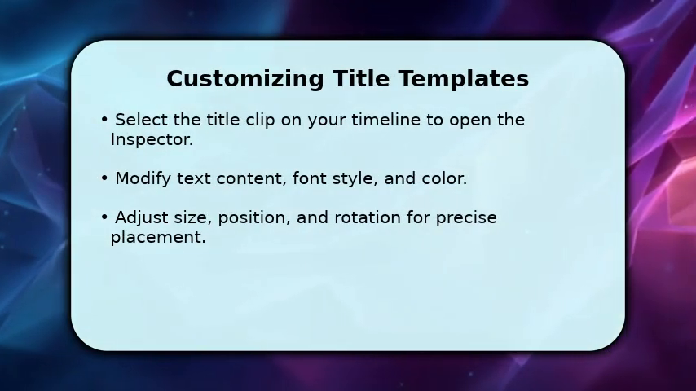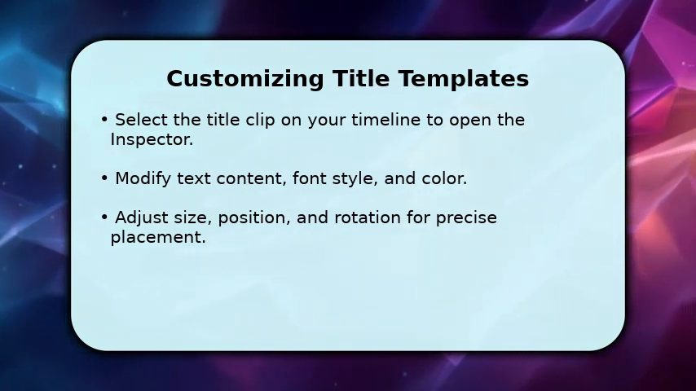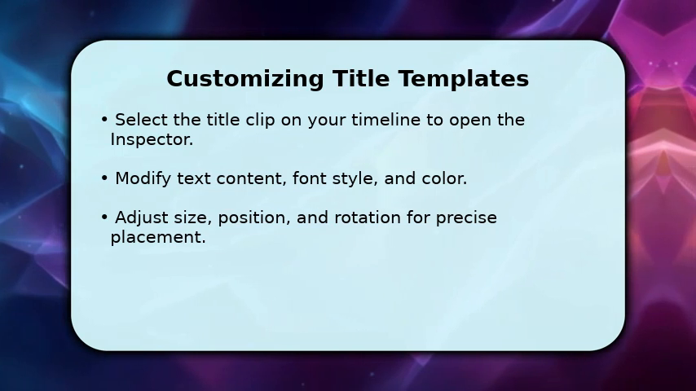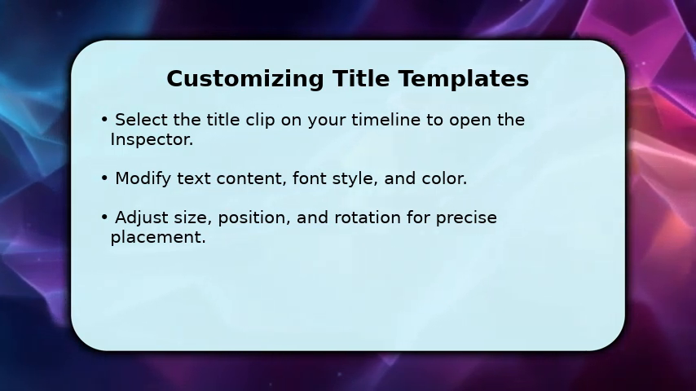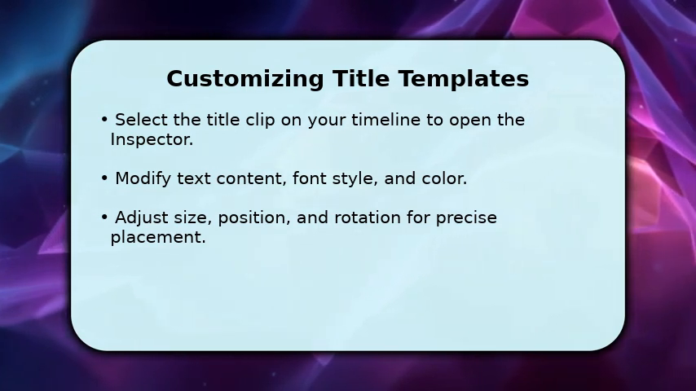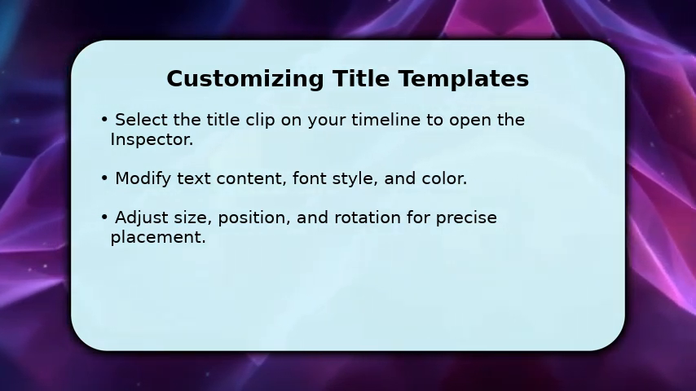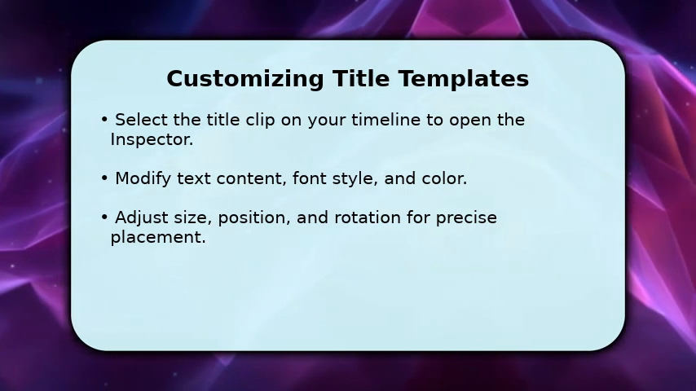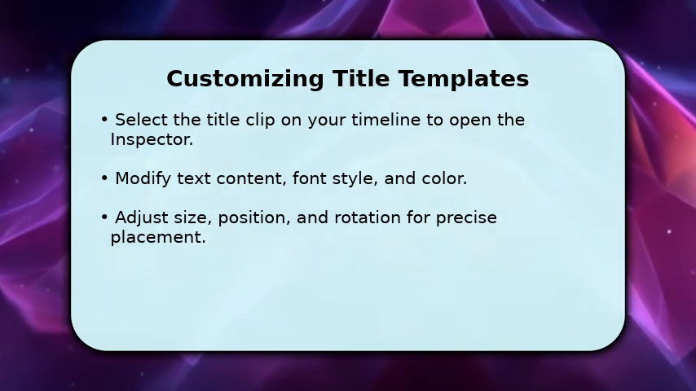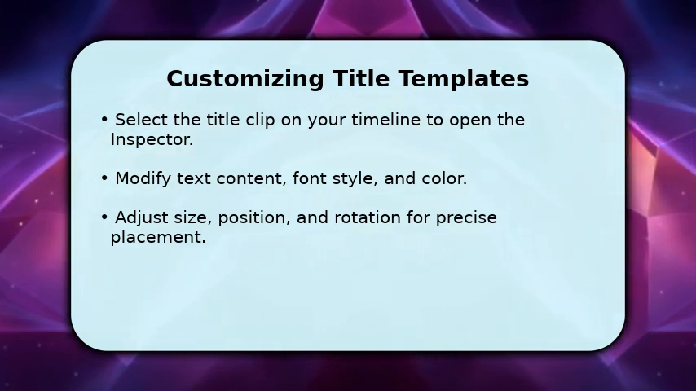Once your title template is on the timeline, select it to reveal the inspector panel on the top right. Here, you can fully customize its appearance. Change the default text to your desired message, choose from hundreds of available fonts, and pick any color you like. You can also adjust the size, position, and rotation of your title to perfectly fit your video's composition. Experiment with these settings to achieve your desired visual effect.